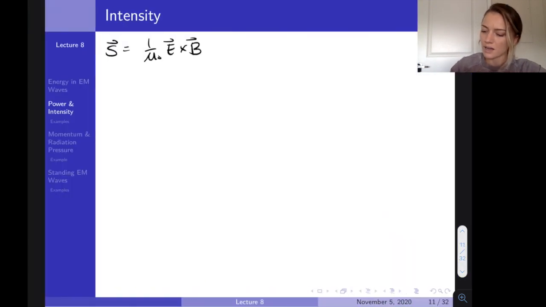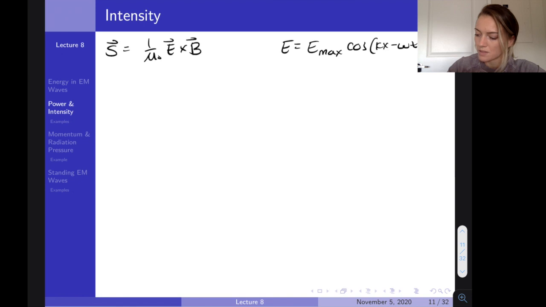So anyway, we've got this. So let's take the average value. So let's write just some random electric field here.